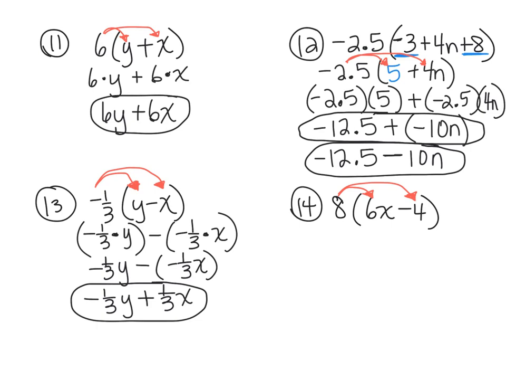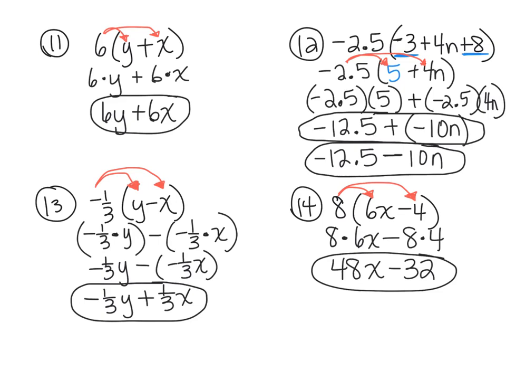Now apply the distributive property in question 14. And the simplified expression in question 14 is 48x minus 32. We just have a couple more questions to go. Turn to page 212 to see questions 22 and 23.